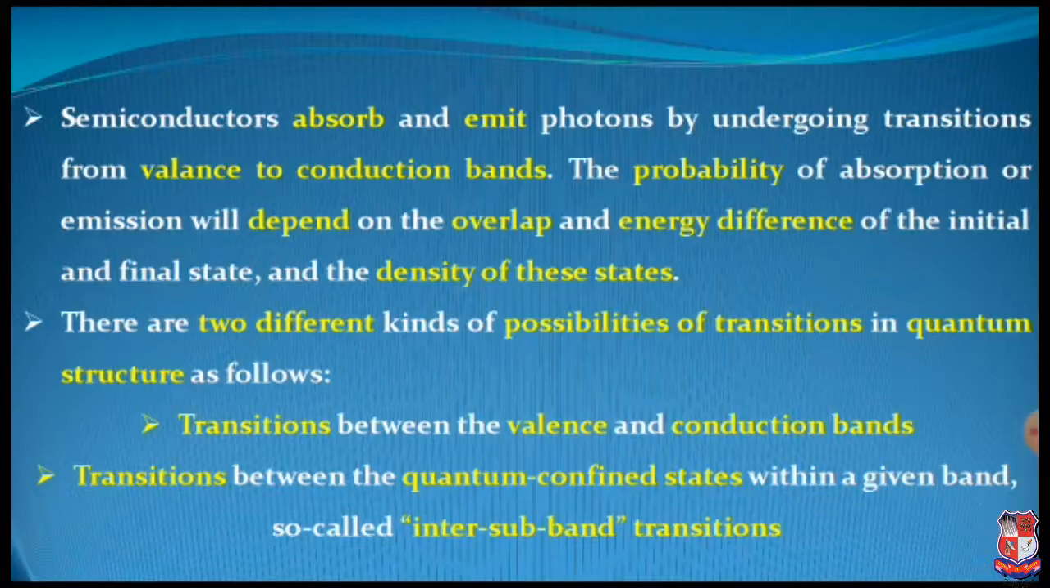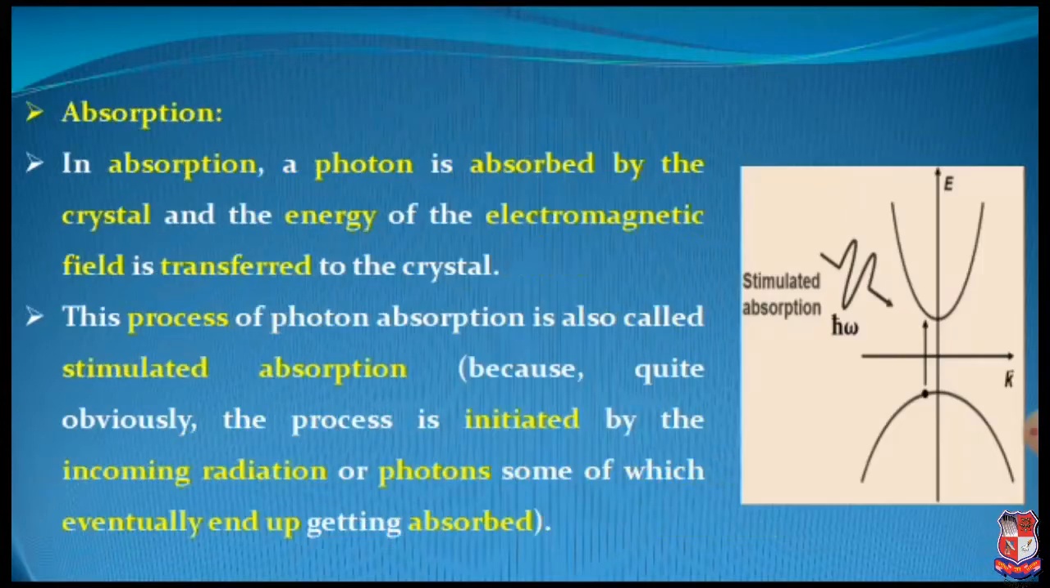If you are considering any material, semiconductor, conductor, insulator or superconductor, the transition of electrons will be of two possibilities. Number one, the transitions between the valence and conduction band, directly from valence to conduction. Or the transitions between the quantum confined states within a given band, which are so-called inter-subband transitions. We will see this clearly in this article. Number one, the mechanism we are going to consider here is absorption.